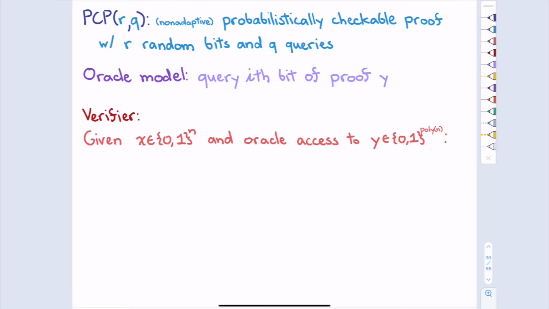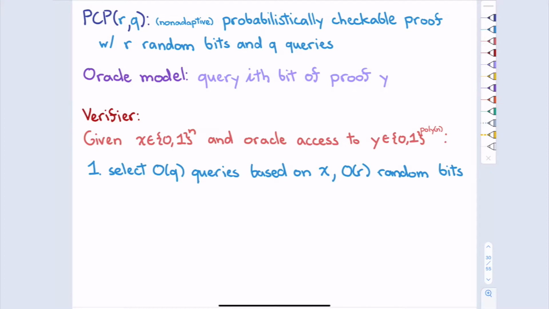So the verifier is given the thing X, you want to decide if X is in the language or not, and oracle access to Y. Okay. And it's going to proceed in three steps. The only real reason it's broken into three steps is because we're talking about the non-adaptive one, so it's set up to be non-adaptive. Okay, so step one, the verifier is going to look at X and flip up to R random bits. And it's going to decide which bits to query in the proof. It should be something like Q. It's non-adaptive, so you have to decide your queries ahead of time, and then you get all the query answers at once. Adaptive would be like, oh, you query a bit, get the answer, then you choose your next query. But we're doing a non-adaptive one here, which is slightly more strict. That's not really too important of a distinction.